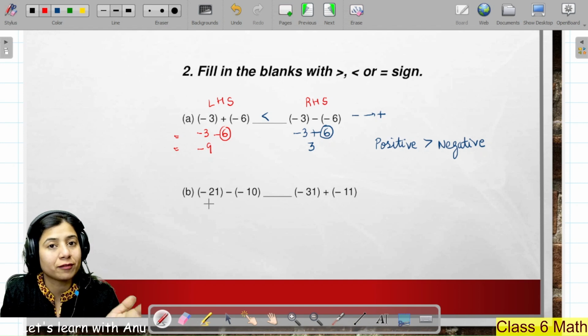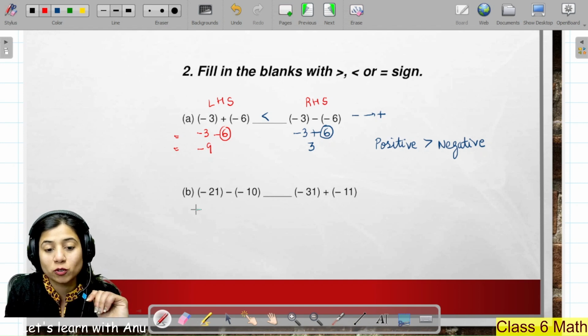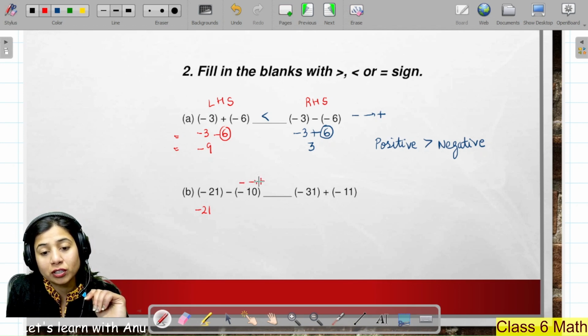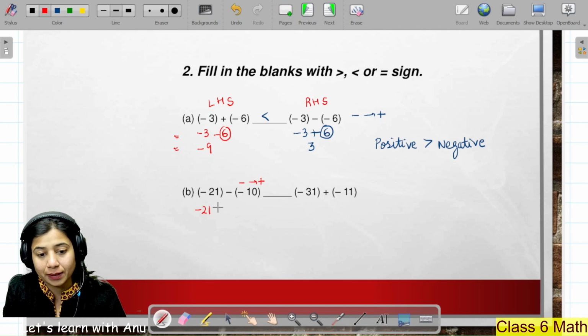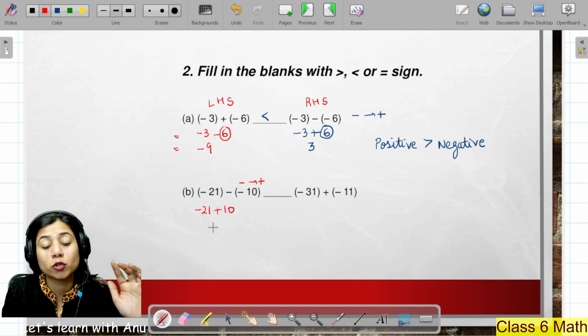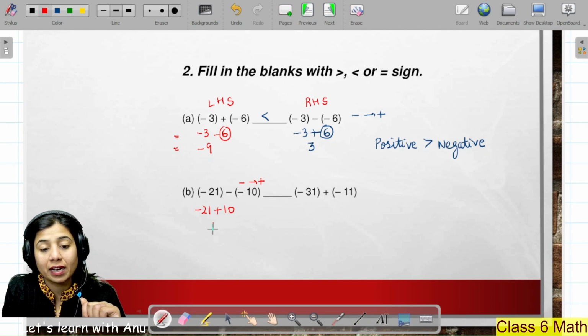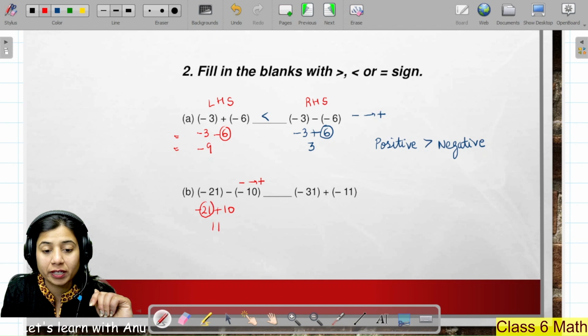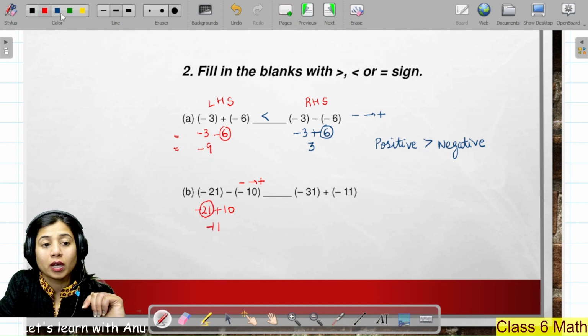B part, minus 21 minus of minus 10. So here also the left hand side and right hand side are there. So let's open the brackets. Minus 21, outside minus, so the inner sign of minus is changing to plus 10. Now opposite signs, subtraction is happening. So 21 minus 10, we have 11. The sign is coming of the bigger number, that is 21, so it's minus 11.